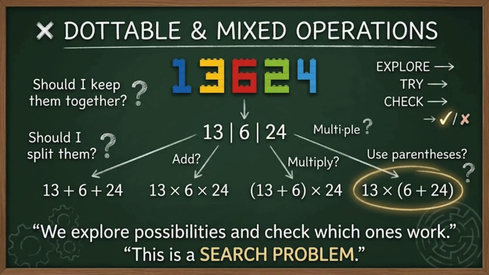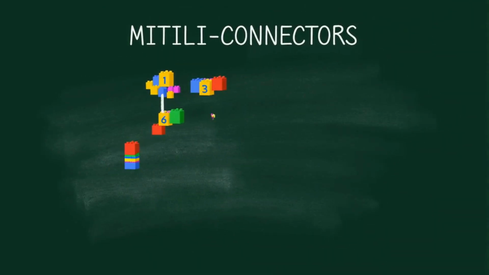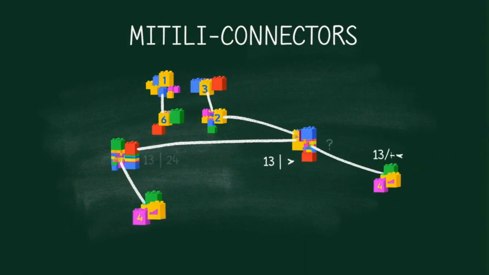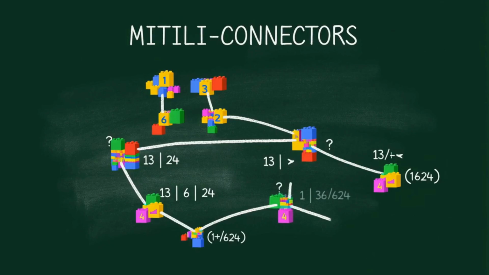Now let's make the puzzle harder. What if multiplication joins the construction? Or what if we combine addition and multiplication? Suddenly we have several choices. Should these two digits stay together? Should I split them? Should I add? Should I multiply? Should I use parentheses? At this point, we are doing something very similar to a search problem. We are exploring possibilities and checking which ones work.